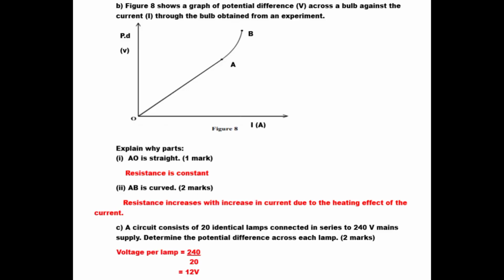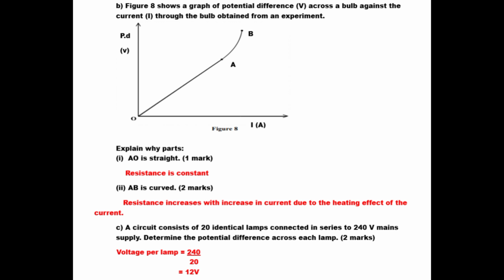Let's go to B, part B. Figure 8 shows a graph of potential difference V across a bulb against the current I through the bulb obtained from an experiment. We have V against I. Explain why part AO is straight. The resistance is constant. In other words, remember the slope of the graph, change in voltage against change in current, is resistance.